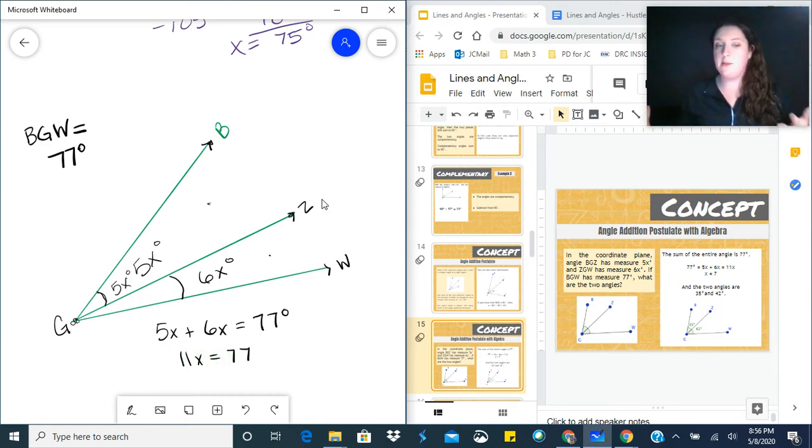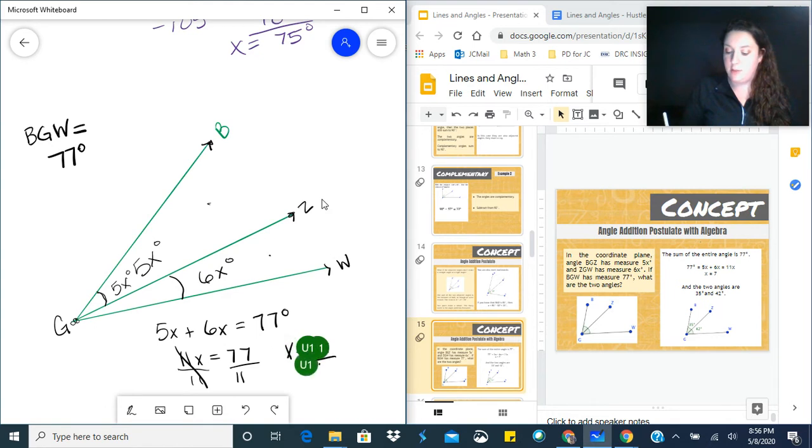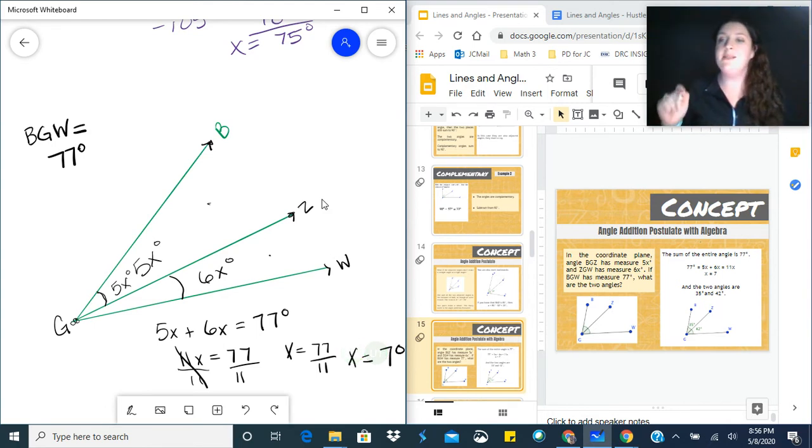What do we do next? Our next step would be to divide out our 11. Divide by 11. 77, because our 11's cross out, will leave us with x equals 77 divided by 11. 77 divided by 11 is 7, so x equals 7 degrees. Does that give us our answer? No, right? Because we don't have just an angle x. We're trying to figure out what angle BGZ equals and what ZGW equals.